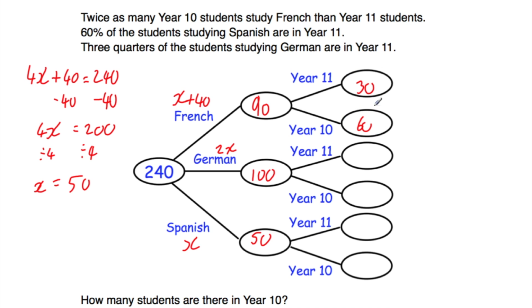So there's twice as many year 10 students studying French than year 11 students. Okay, next. We're now told that 60% of the students studying Spanish, so 60% of this number, are in year 11. So we need to work out 60% of 50.